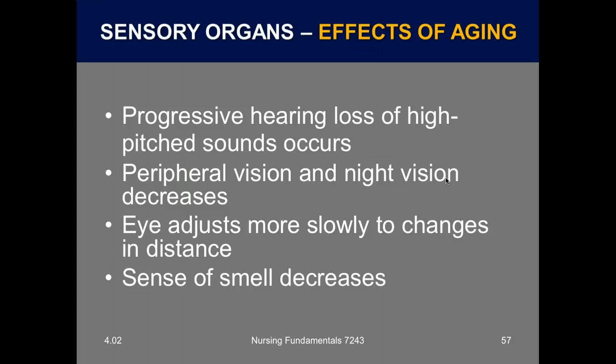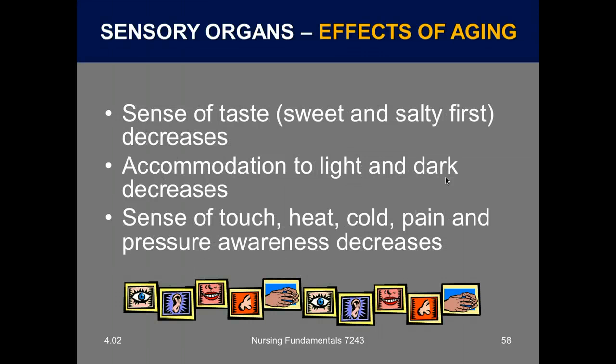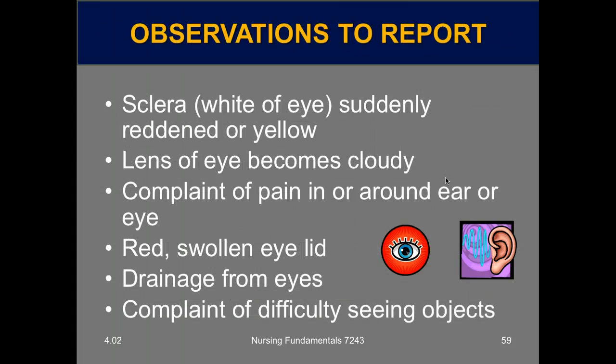Peripheral vision and night vision decrease. The eye adjusts more slowly to changes in distance, and our sense of smell decreases. The sense of taste also decreases, losing the sweet and salty ability first. Accommodation to light and dark decreases. The sense of touch, heat, cold, pain, and pressure awareness also decreases.